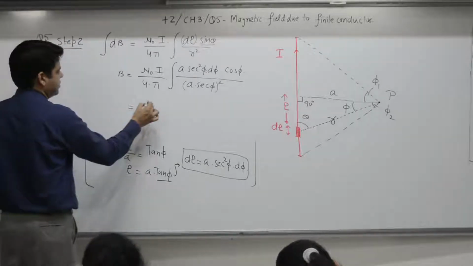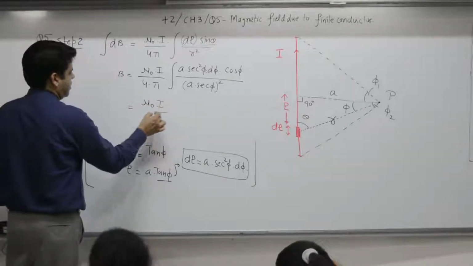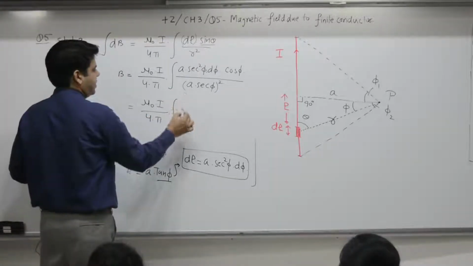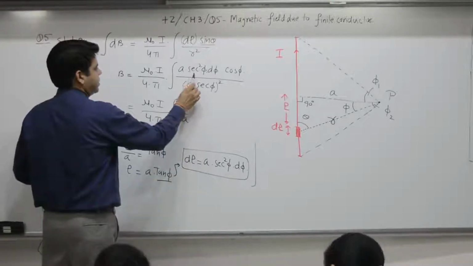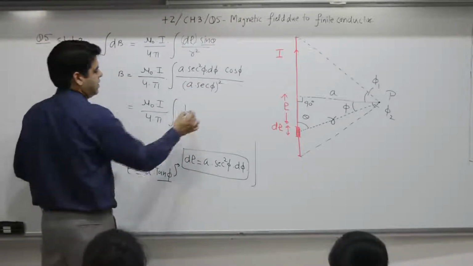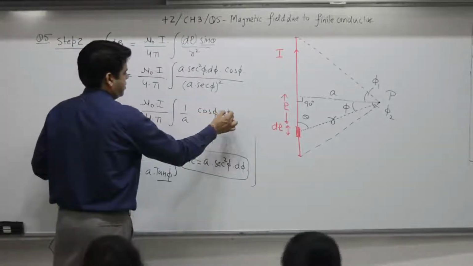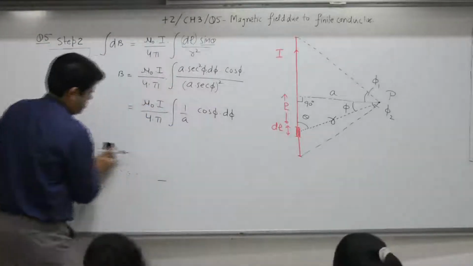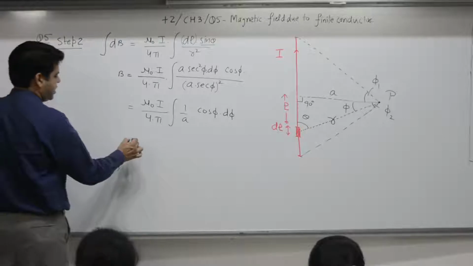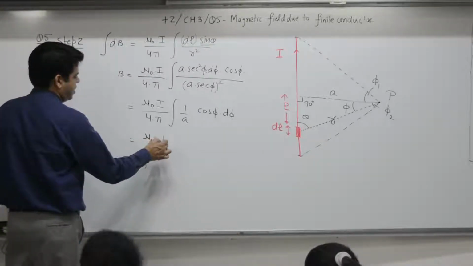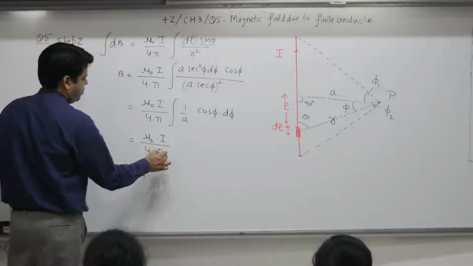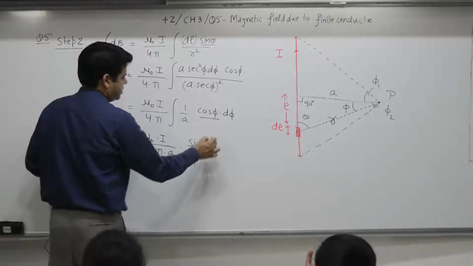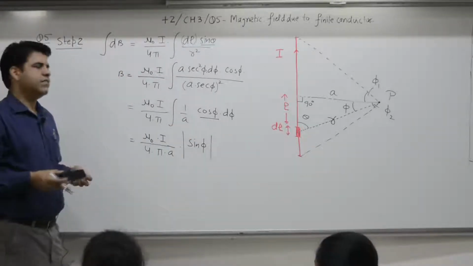What you get is mu naught I by 4 pi, A by A square, which is 1 by A. Secant square phi cancels. This is equal to mu naught I by 4 pi A times the integration of cos phi. Integration of cos phi is sin phi.